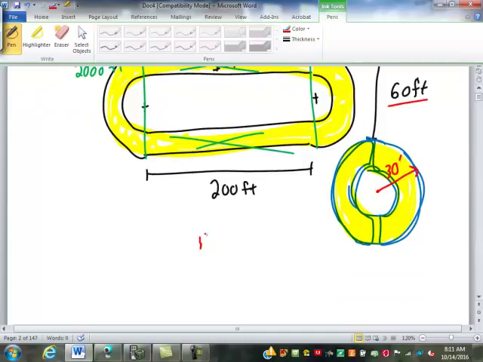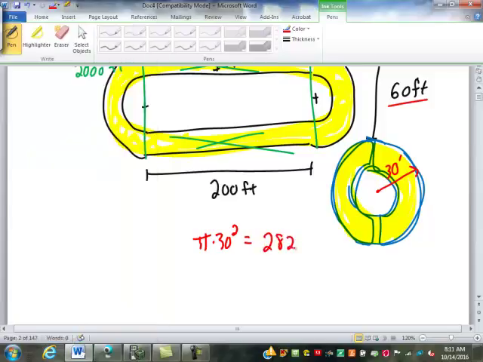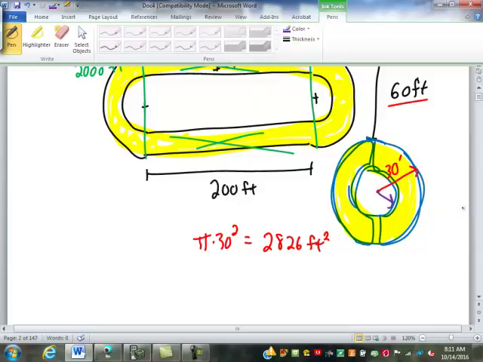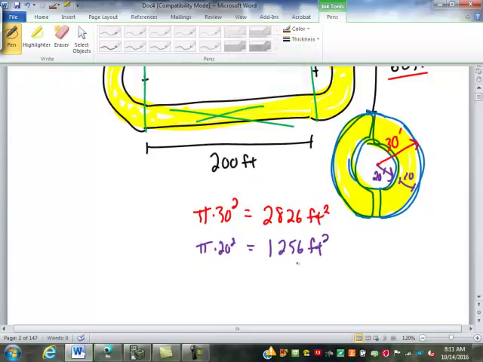So the area of that large circle is pi times 30 squared, otherwise known as 2826 square feet. What's the radius of the small circle? 20. Yeah, if this is 10 feet here, 30 minus 10 leaves that 20 feet. So that's pi times 20 squared, otherwise known as 1256 square feet. So now we can subtract to get 1,570 square feet is the area of that highlighted piece.